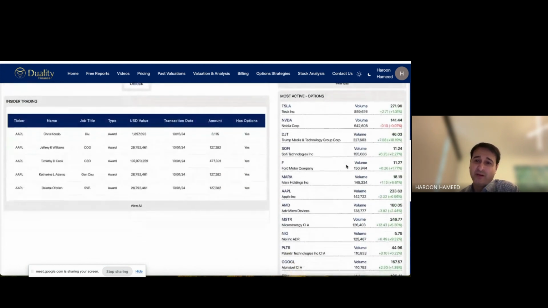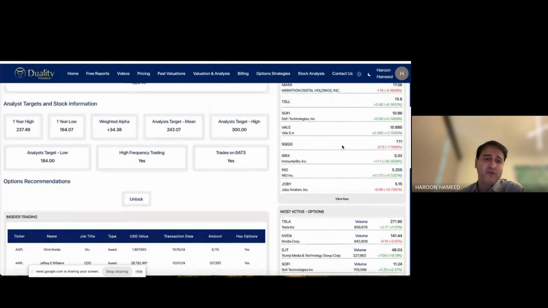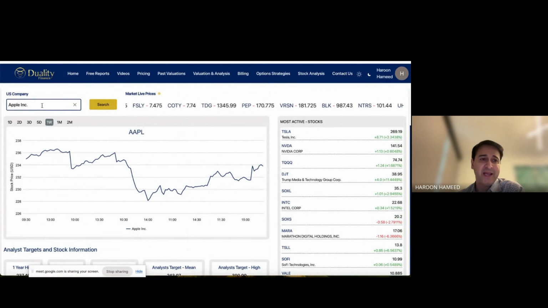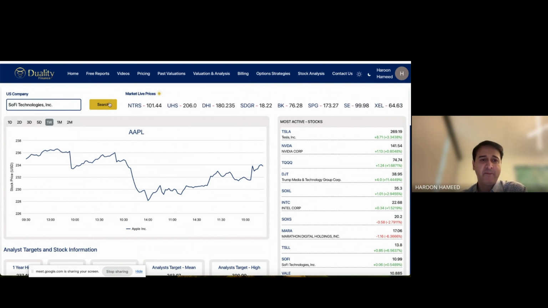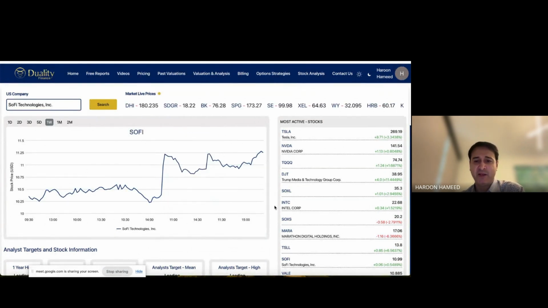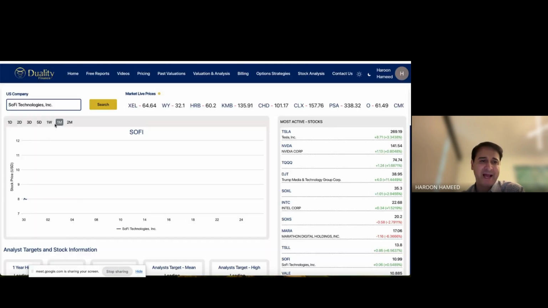Or often, what we do, I know, is probably look at the most active options. It kind of gives you an idea of where a lot of the interest and sentiments are in the market currently. And then you can go ahead and plug in any stock name that you're interested in. We'll start with SoFi, and see how it's performed in the recent past.